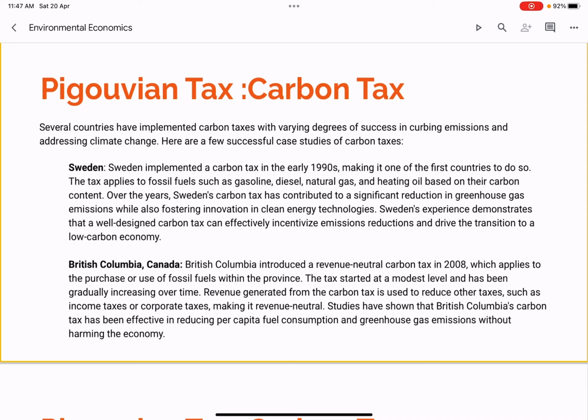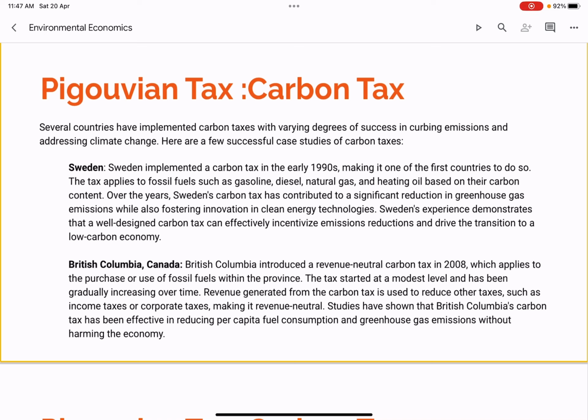Sweden implemented a carbon tax in the early 1990s, and hence it showed a lot of initiative in making sure that its emissions are carbon neutral. So what Sweden did was apply the carbon tax to fossil fuels like gasoline, diesel, natural gas, and heating oil based on the carbon content. So that is what the carbon tax is. Carbon tax is about levying the tax based on the carbon content, and you know that gasoline, diesel, natural gas, and heating oil have a substantial carbon content.